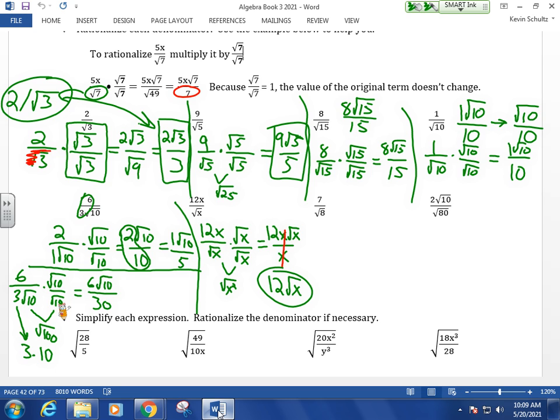Okay, the next one, 7 over root 8. Tell me about that root 8. What are our options here to rationalize or to simplify this? Is root 8 a perfect square? Can it be simplified? Yes. We could simplify the root first, or we could simplify later at the end. What do you want to do? Schleifer, I'll pick on you. Do you want to simplify now or simplify later? Now. Very well.